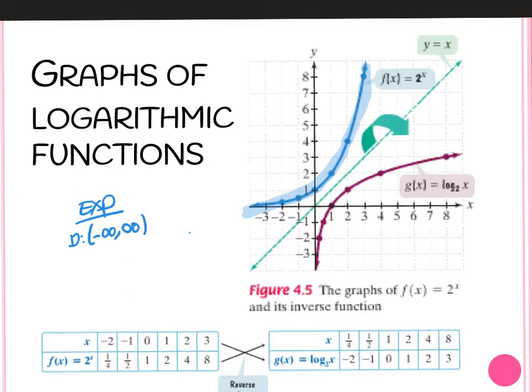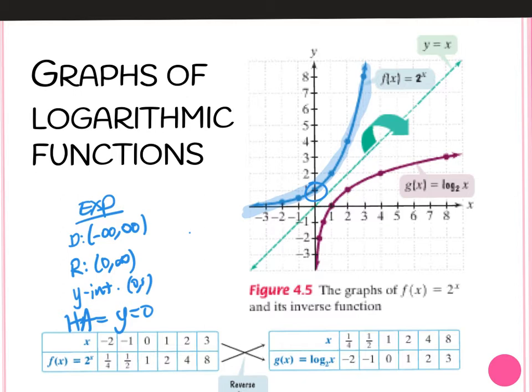For my parent graph, your range would be from 0 to infinity. It's whatever the vertical shift is. It's dependent upon the vertical shift, but in this case, it's 0 to infinity. My y-intercept is right here at (0, 1). And I have a horizontal asymptote at y equals 0, right? That's our exponential graph. Your horizontal asymptote and your range depend upon the vertical shifts up and down.